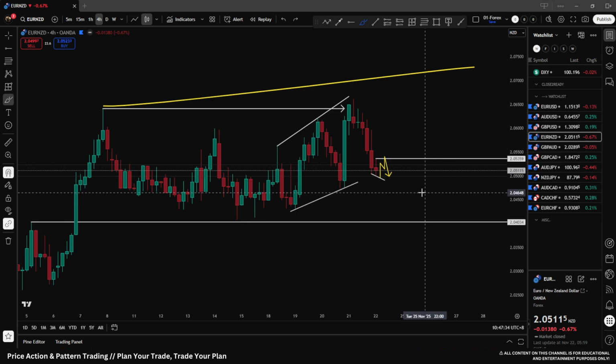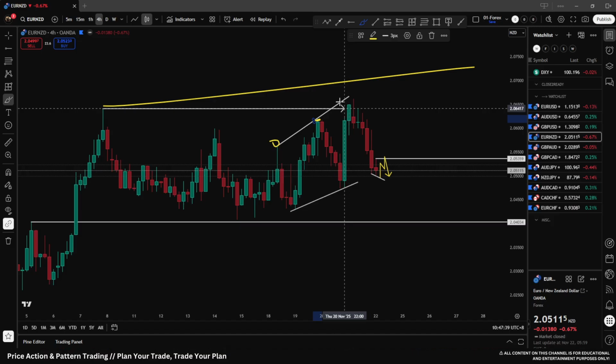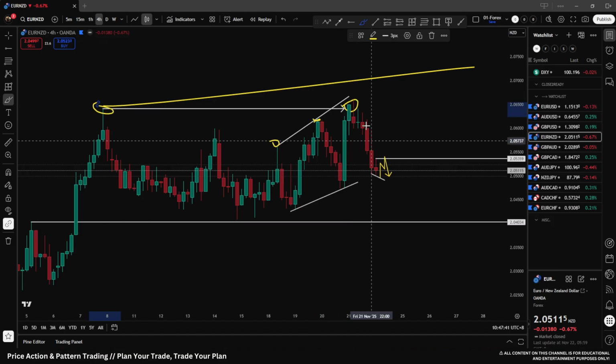However, you can see how we are positioned. We had this 1, 2, 3 into the high here to the left.